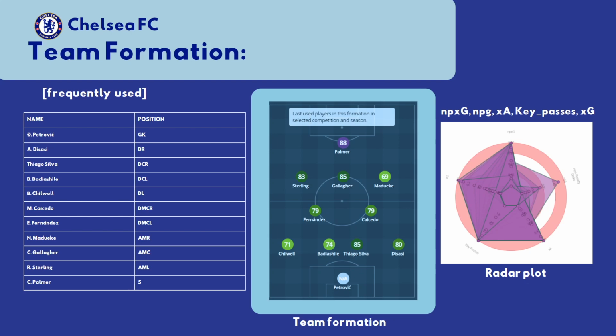Clearly, Chelsea is very confident with their 4-2-3-1 formation and uses it in a lot of matches. In order to understand why there are more losses than wins, we came up with the radar plot with NPXG, NPG, XA, key passes, and XG. These are basically non-penalty expected goals, non-penalty goals, expected assists, key passes, and expected goals. We understood that the goals conceded were more compared to goals scored against the team, and that is why there was a need for the regrouping and reformation of the team.